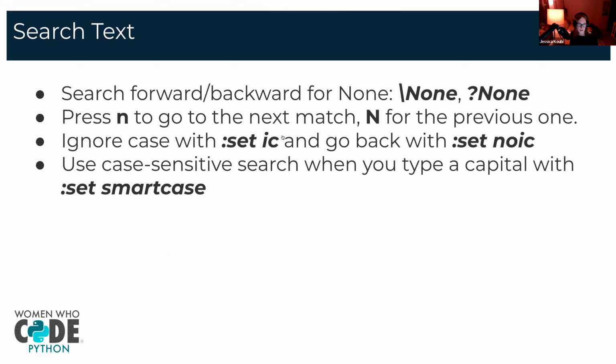Another command that is very useful is to search text. You can search forward or backward with a forward slash to search forward, and the question mark for backward. And you can then press the N key to go to the next match and the capital N to the previous one. So you can quickly go back and forth between your matches.